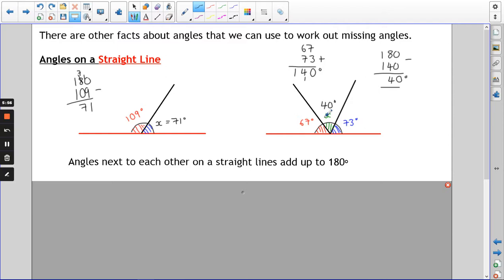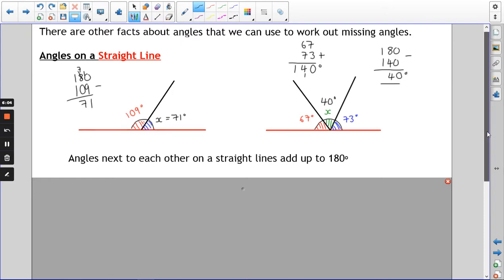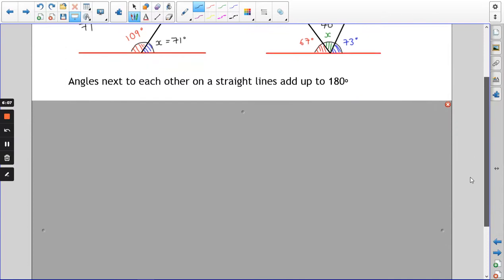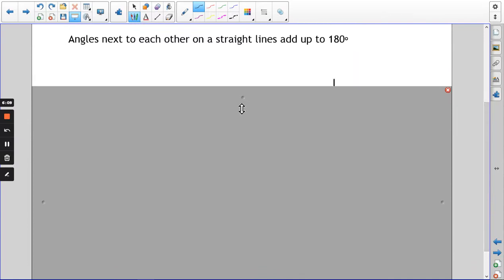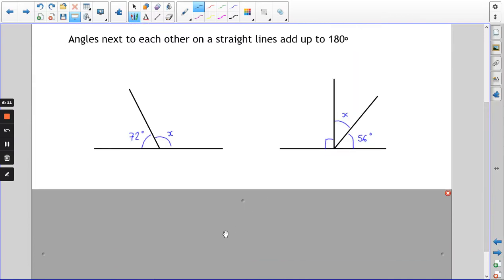Sometimes you don't even have to add up if there's only two angles there to start with, but adding up and taking away from 180. So get them in your book as examples. And then what I'd like you to do is pause the video and have a go at these two questions. And when you're ready, press play when you've got your answer.